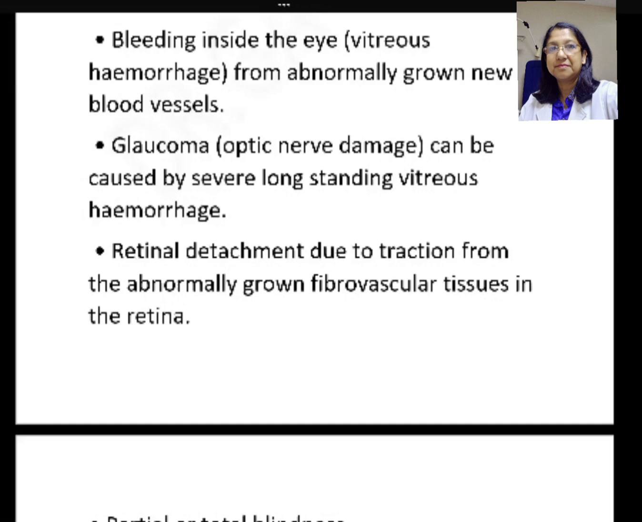So this is another complication because of those new vessels. Those new vessels are not good vessels. New is not always good. These new vessels are abnormal vessels. Okay. So what is this new vessel causing? Vitreous hemorrhage. What else is the new vessel causing? Glaucoma. These abnormal new vessels are also causing retinal detachment, tractional retinal detachment.